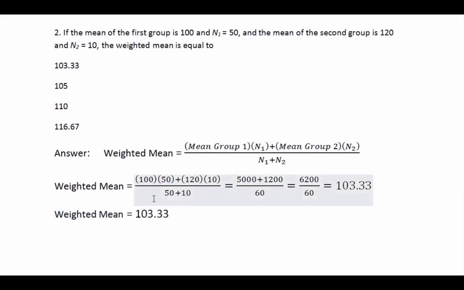And just to work through this quickly here, we have the mean of the first group, 100 times 50, plus the mean of the second group, 120 times 10, divided by the sum of the two group sizes, or 50 plus 10. And that gets us 6,200 over 60, or 103.33. So the weighted mean is equal to this value, and notice it is, just as we expected, pulled closer to the 100 than to the 120.